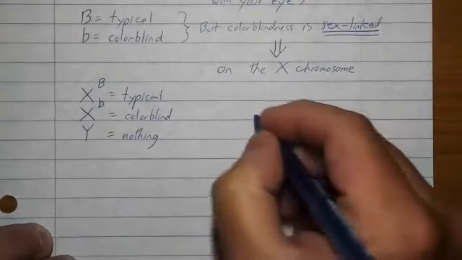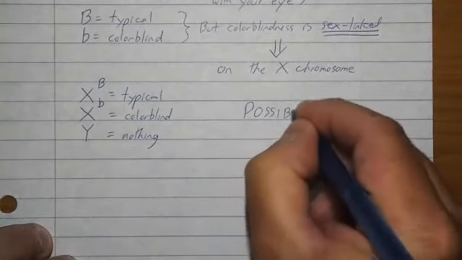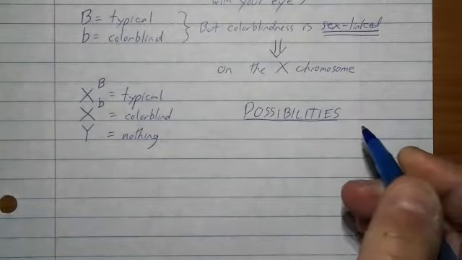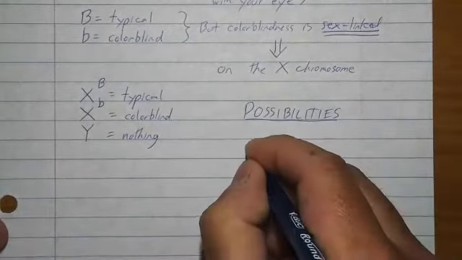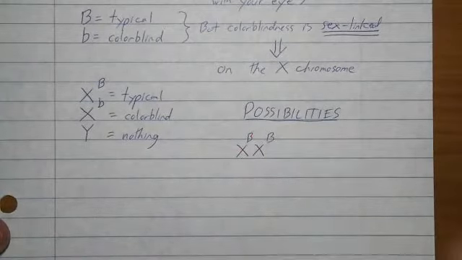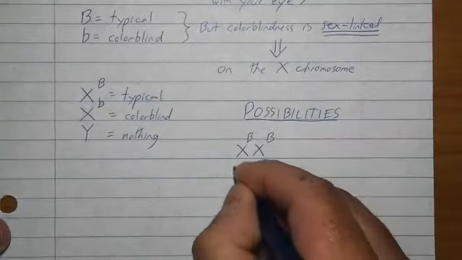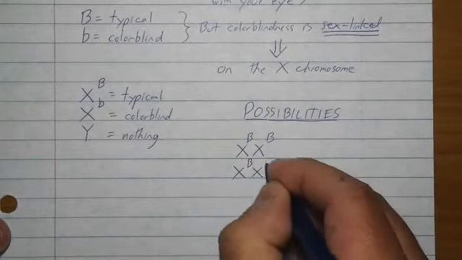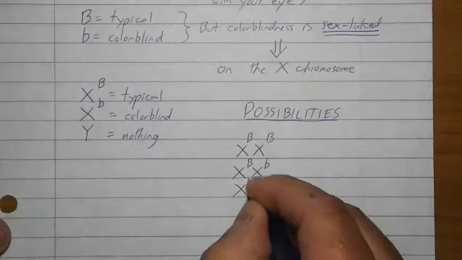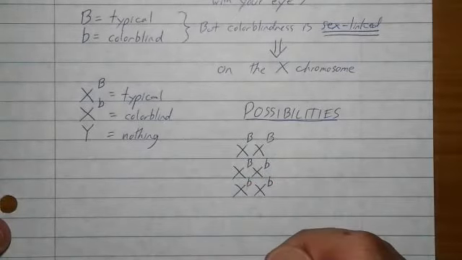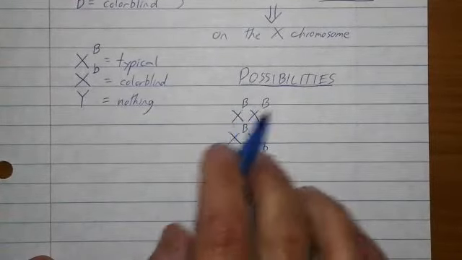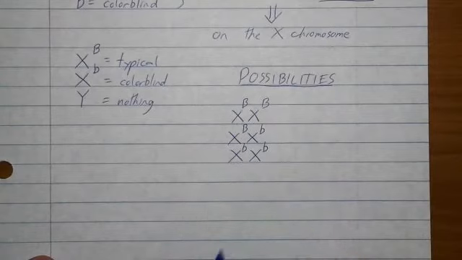So what are the possibilities? Well, a lot. So here, the sex of the child will be determined. So I could have a female, and she's got 2 capital B's. Or I could have a female that's got 1 capital B and a lowercase b. Or I could have a female that's got 2 lowercase b's. So far, seems okay, right? You're still going to get one of each: one from mom, one from dad, one from mom, one from dad, one from mom, one from dad.